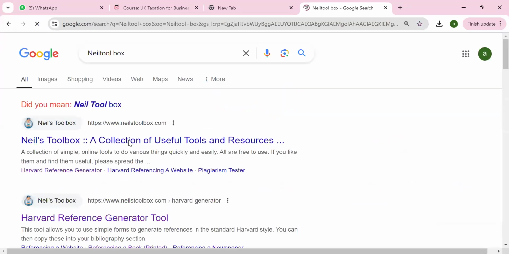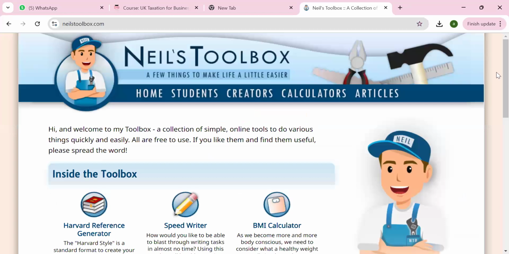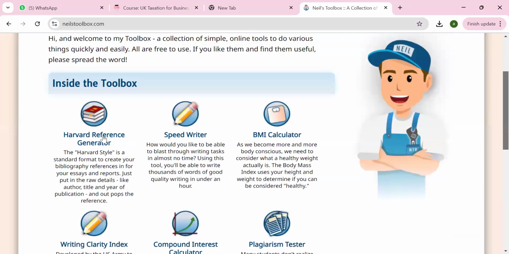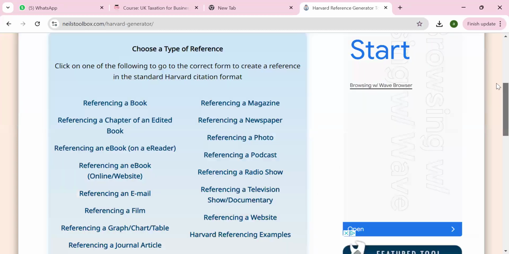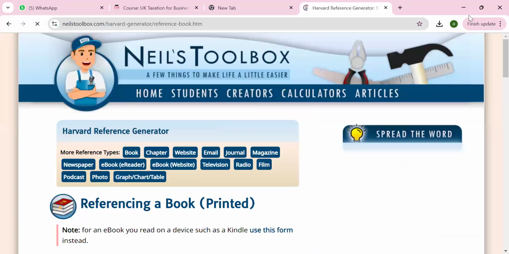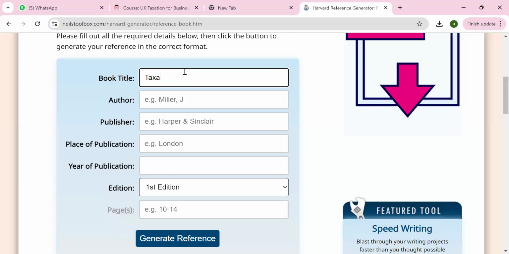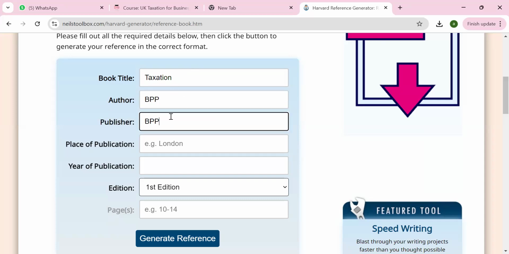If you want to use this, it is also called Harvard Reference Generator. So you go on the website, click Harvard Reference Generator, and if you're using a book, a journal article, whichever, fill the boxes like here. Book title, let's say, is Taxation. The author, let's say you're using BPP, and it is published by BPP, the publisher, and the place, let's assume, is London, and the publication year was, let's say, 2023.